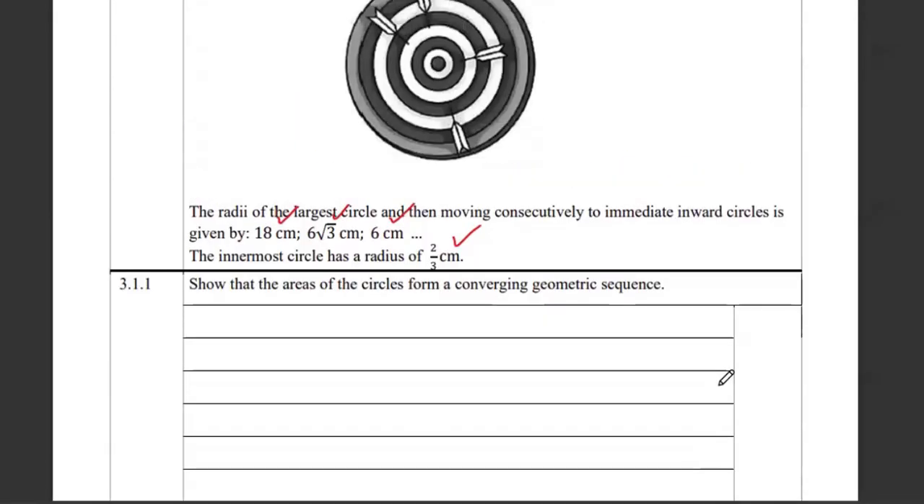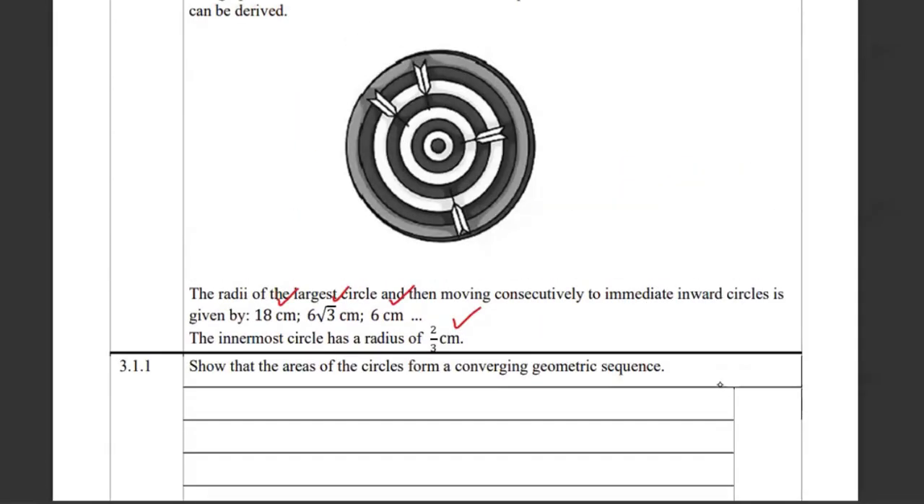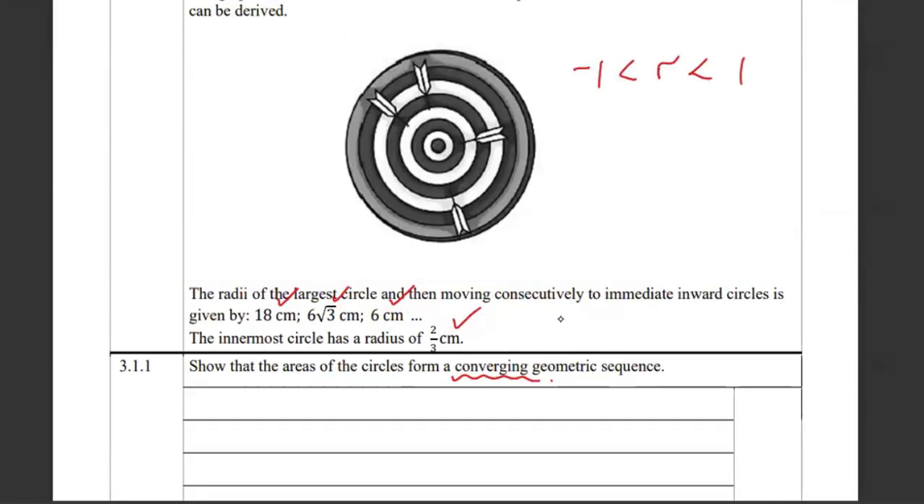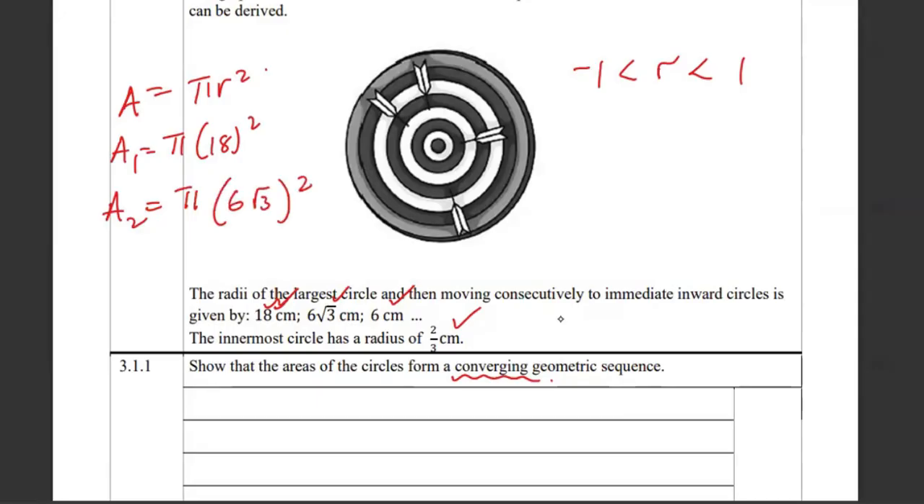Now, one thing we need to know is that the condition for sequences to be converging is that the common ratio must be between -1 and 1. So we know that the area of a circle is given by pi radius squared. If I'm looking at the area of the biggest circle, it's going to be pi multiplied by 18 squared.